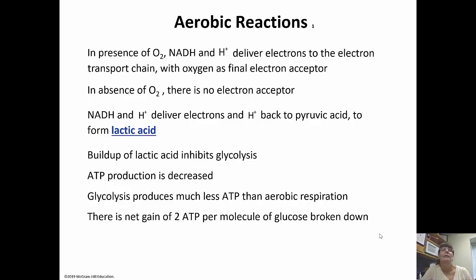Lactic acid fermentation will occur if oxygen is absent, because what happens is the NADH and the hydrogen deliver the electrons and hydrogen back to pyruvic acid, which is going to form the lactic acid. Buildup of lactic acid is going to inhibit glycolysis and really lower the ATP production. As I said, glycolysis produces a lot less ATP than aerobic respiration, so you only have a net gain of 2 ATP per molecule. So if you want to sprint and that's it, this is fine.